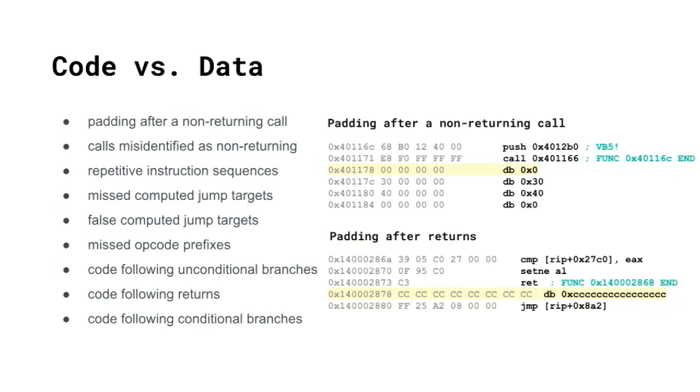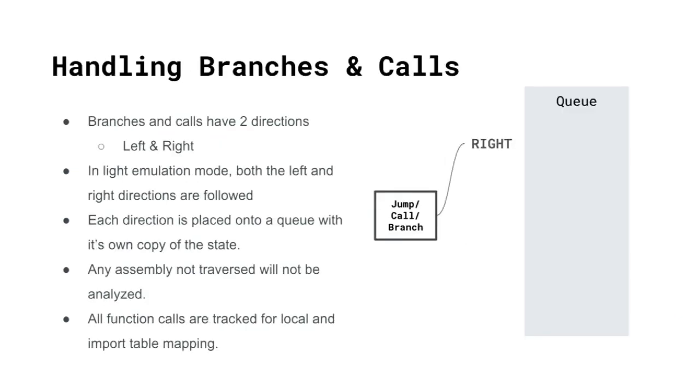Same with padding after returns. If you're using Visual Studio or some other common compiler, it will add a specific type of padding. You can configure that, but normally it's like CC. So we try to identify that as best as we can. All right.